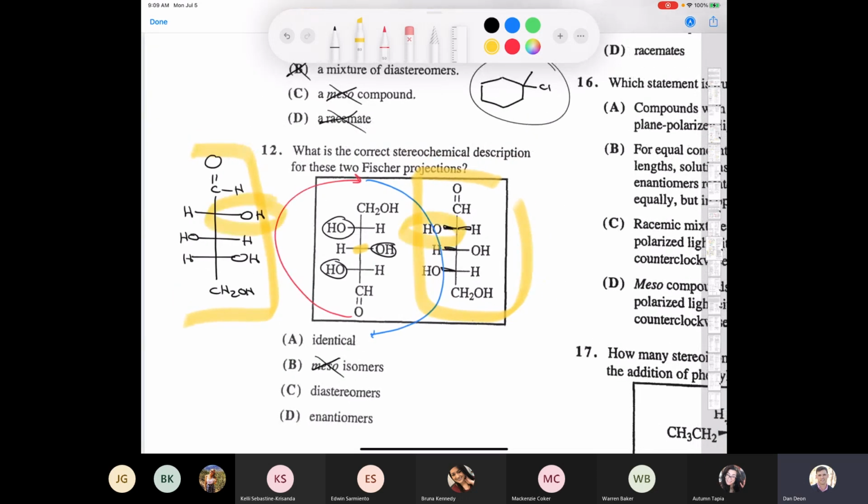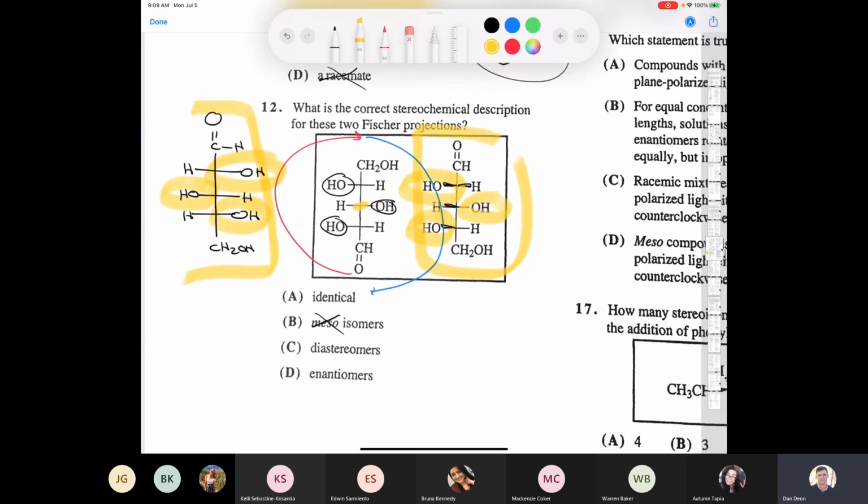This hydroxyl and this one are inverted. And so the answer is these are enantiomers of each other.